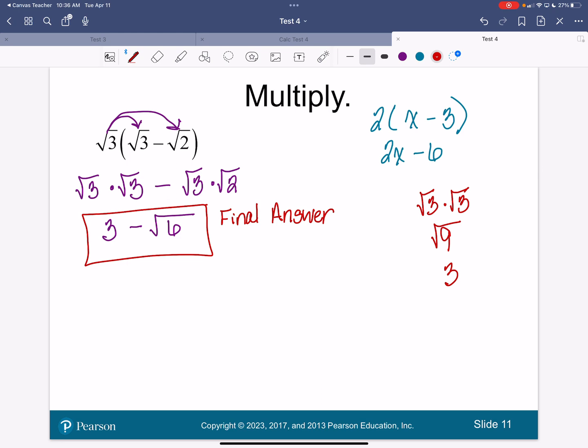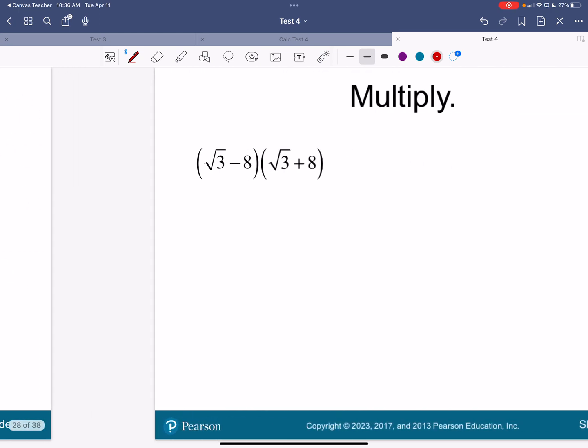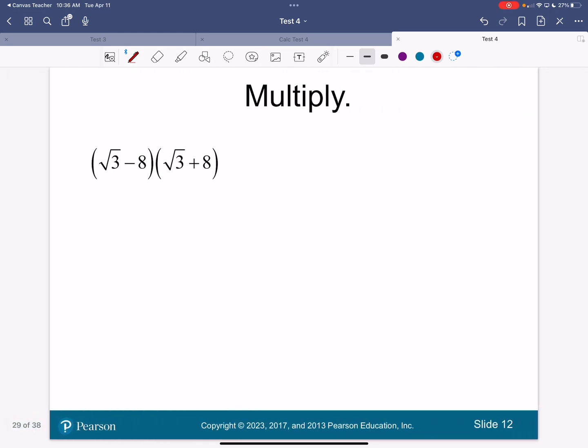Now, for the next one, we have to FOIL. So I have square root of 3 minus 8 times the square root of 3 plus 8. And I'm going to write this out. Write down every step. So I've got the square root of 3 times the square root of 3. That's my first terms.